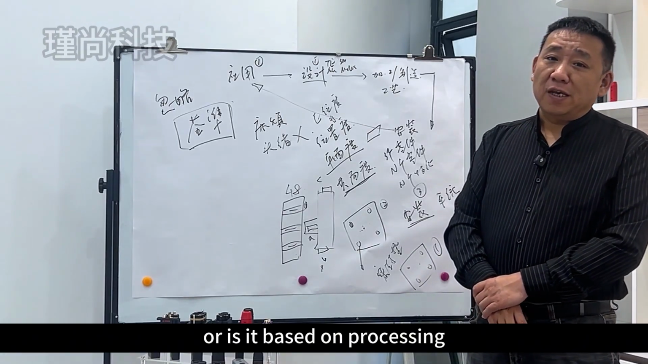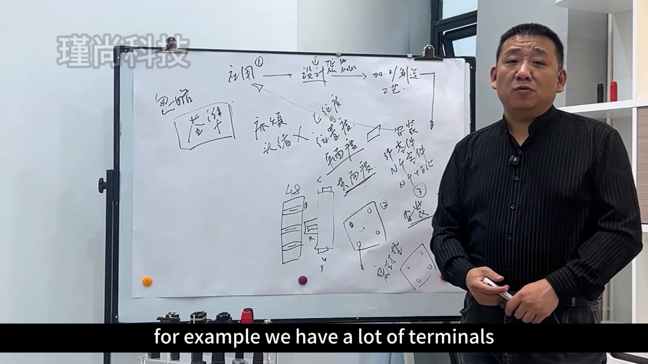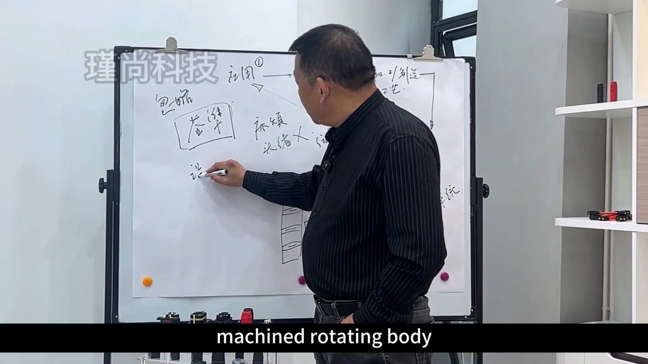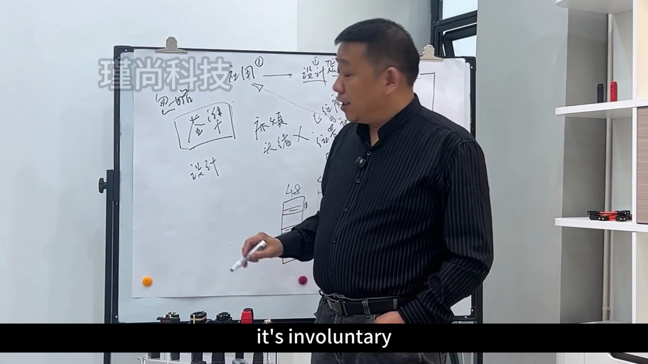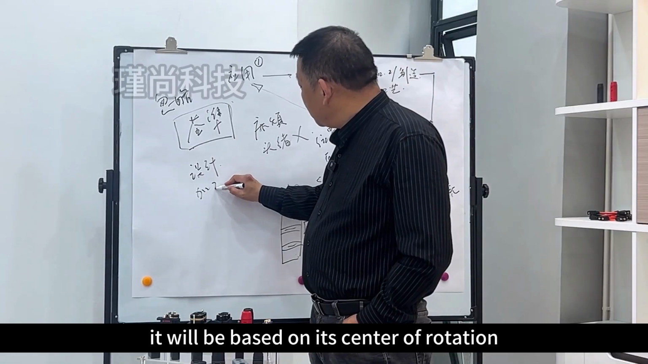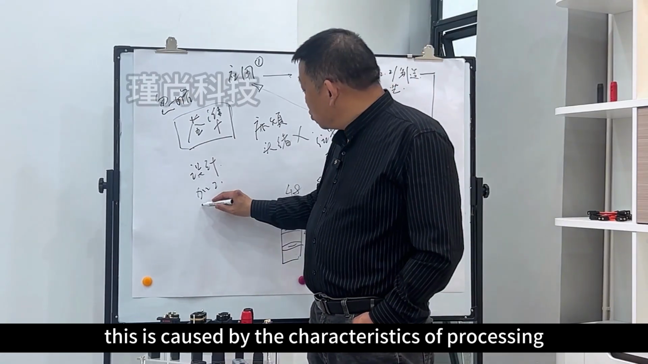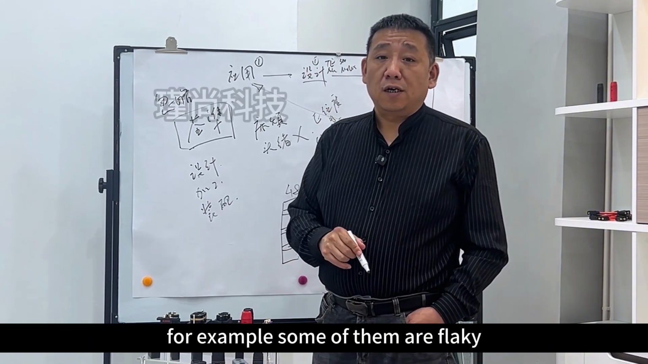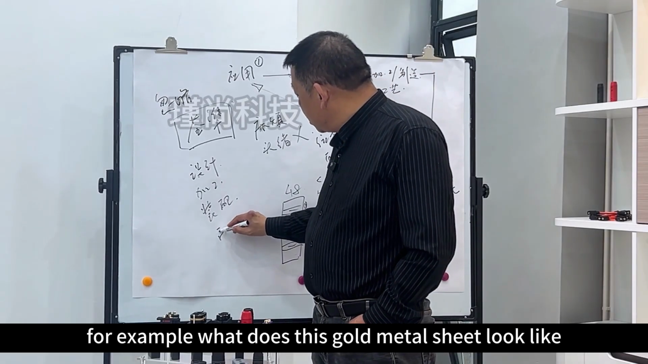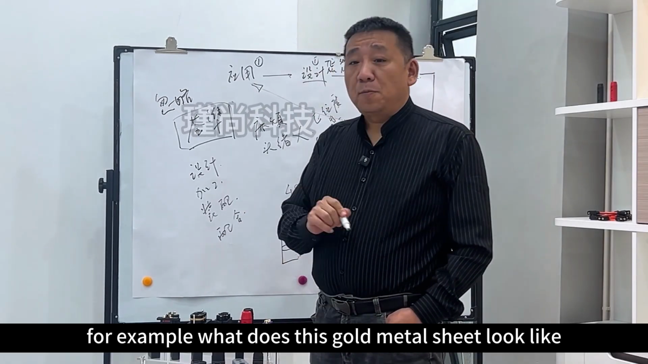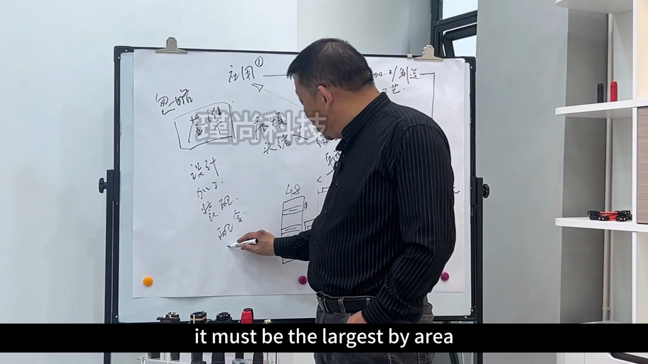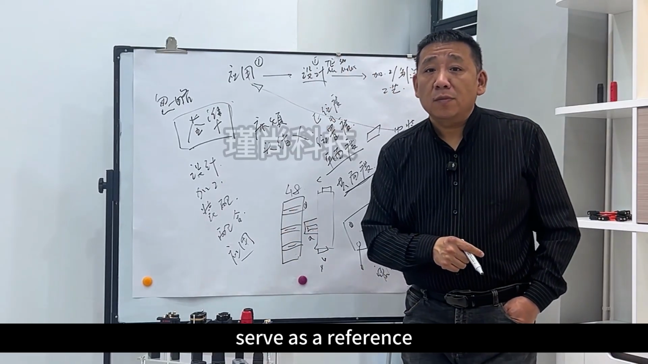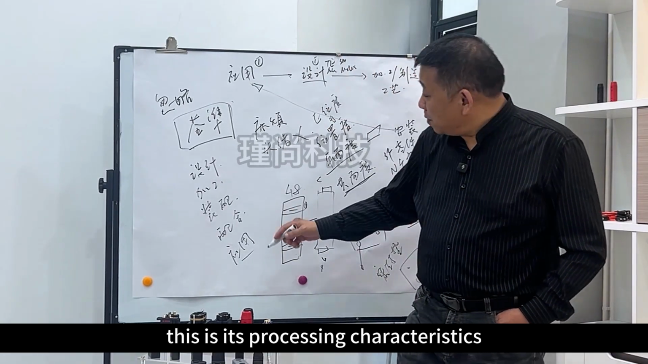Do I use design benchmarks, or is it based on processing? For example, we have a lot of terminals, many pieces, in the process of machining. A machined rotating body will be based on its center of rotation. This is caused by the special characteristics of processing. For example, some parts are flaky, like this gold metal sheet. In the process of processing, the face with the largest area, the easiest to position, serves as the reference. This is its processing characteristic.